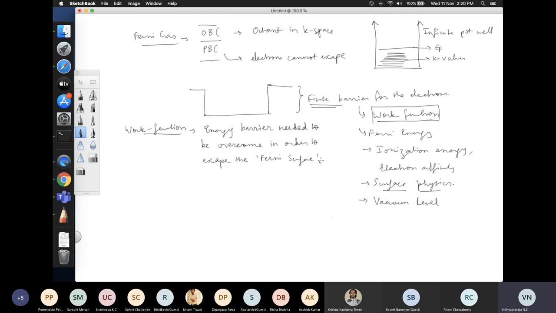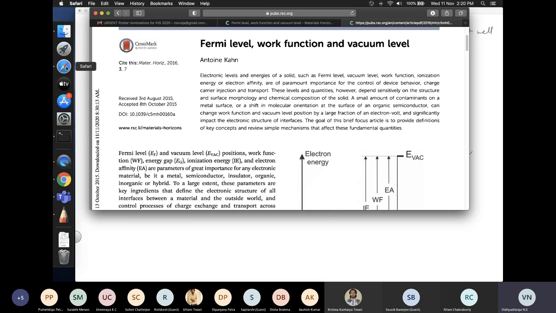So I have not gone deeper into the concepts here. Let me do a digression here, because there are a lot of questions related to work function, Fermi energy, ionization energy, and so on. And what I'm going to tell you now might clarify some of those things. Okay. So let me first ask you this question.